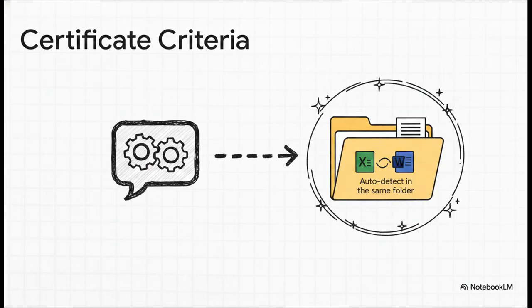To make this magic happen, you just construct your prompt by clearly telling the AI these exact criteria. You define where your Excel data lives and exactly how it maps to your Word certificate template placeholders. And here is a massive pro tip from the source: you absolutely must instruct the AI to auto-detect the Excel file in the same folder.